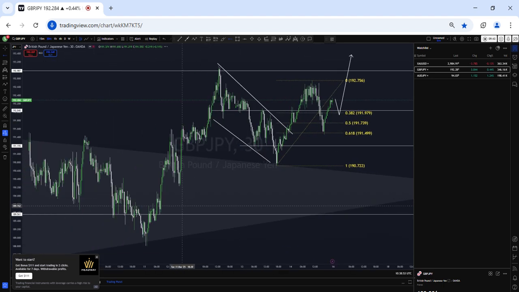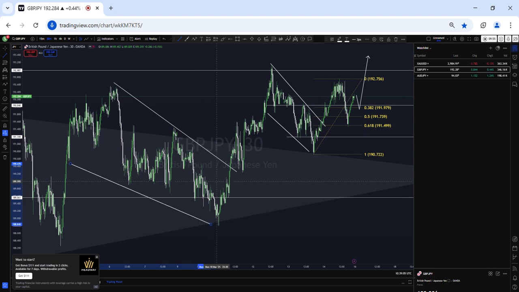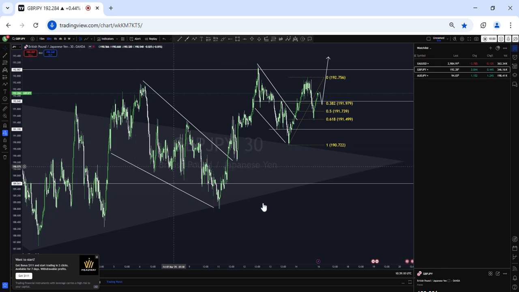Whenever you see a flag pattern in an uptrend, it means that price is still going to continue that trend. So this one over here is what I call a pennant. Otherwise, you can still call it a flag pattern. It's still valid. This is what I call a triangle pattern. This is a flag pattern. This one also is a flag pattern now.